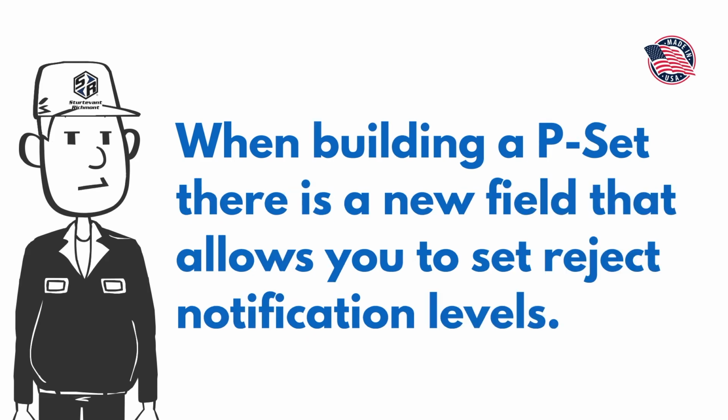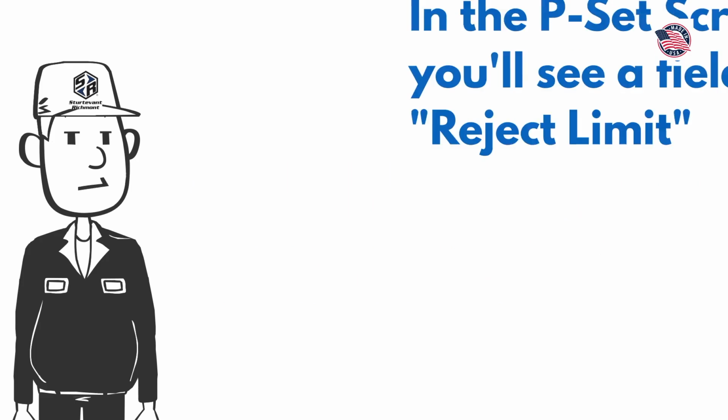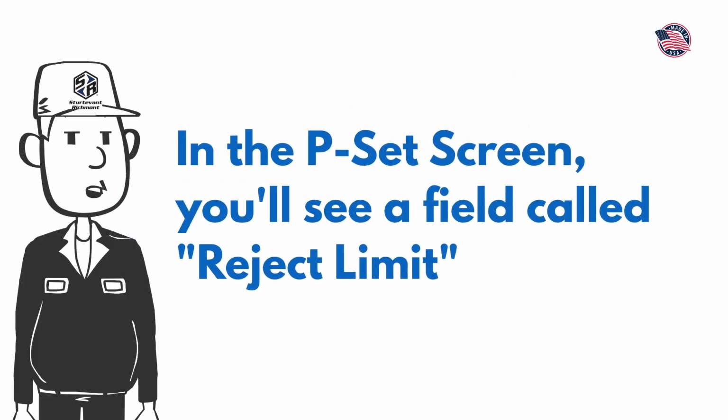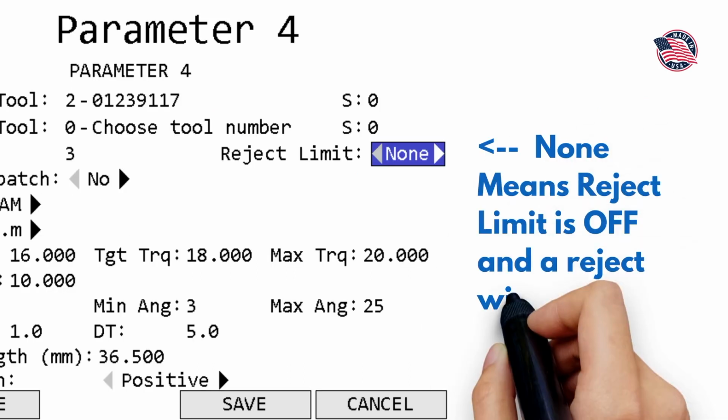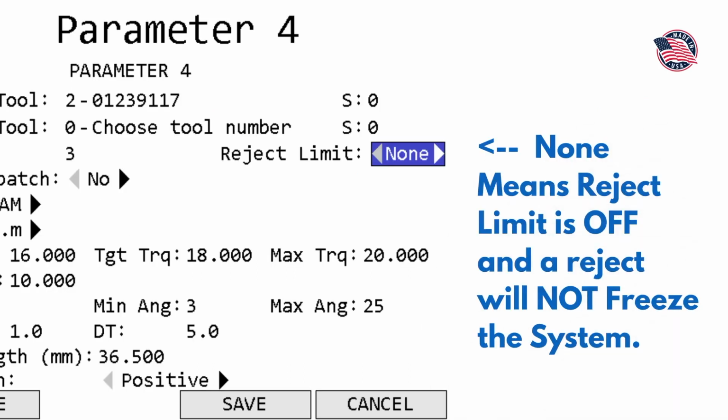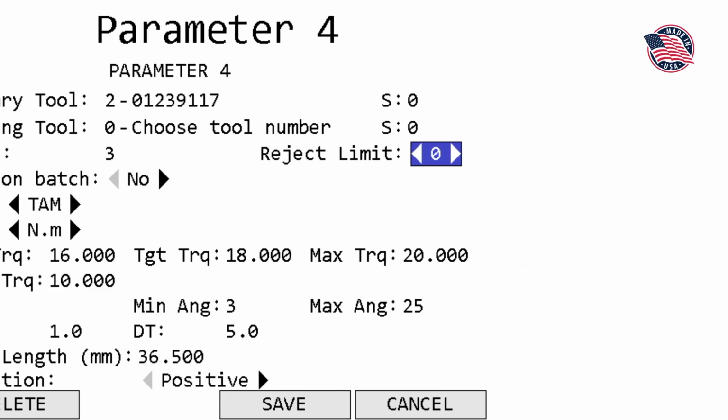When you build a P-set in the Global 400, there's a new field that allows you to set the reject notification limits. In the P-set screen, you'll see a field called Reject Limit. This is where you set the number of acceptable rejects prior to supervisor notification. None means the reject limit notification is non-functioning and that a reject will not freeze the system.